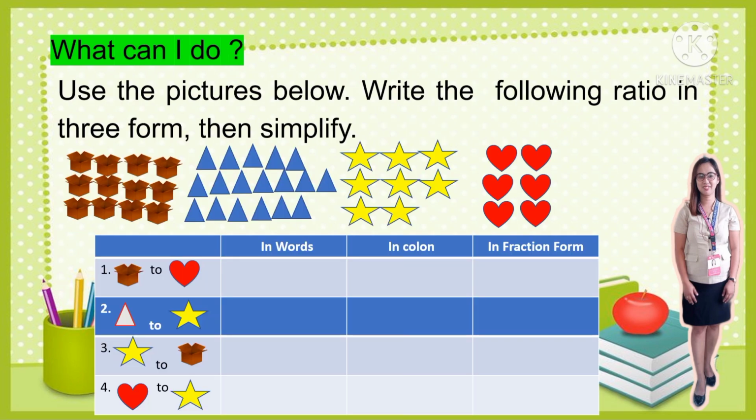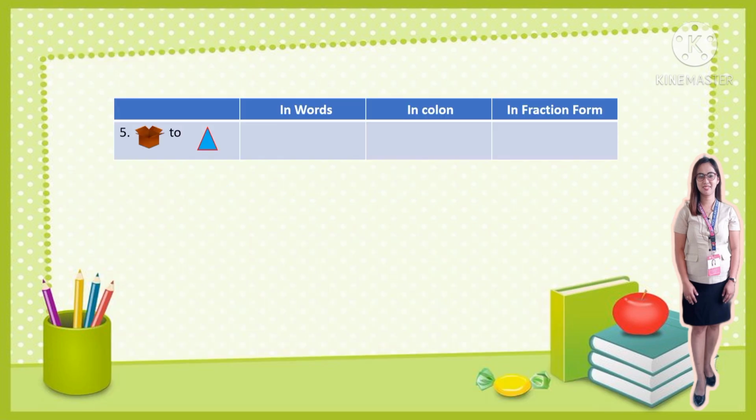What can I do? Use the picture below. Write the following ratios in 3 forms. Then simplify. Number 1, box to heart. Number 2, triangle to star. Number 3, star to box. Number 4, heart to star. And for number 5, box to triangle.